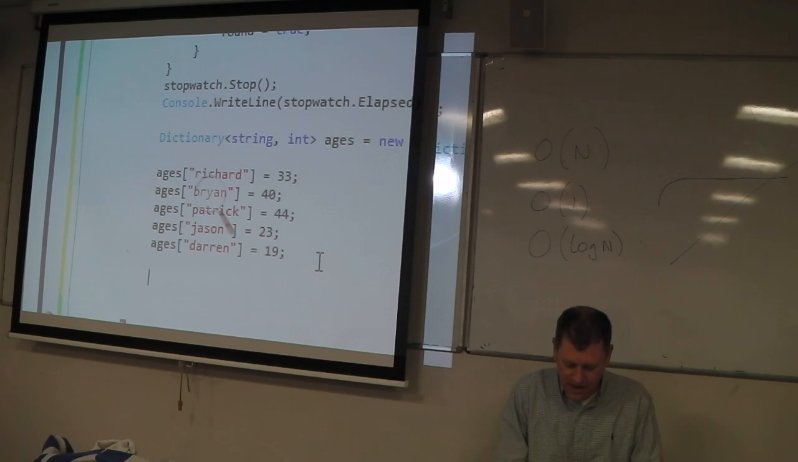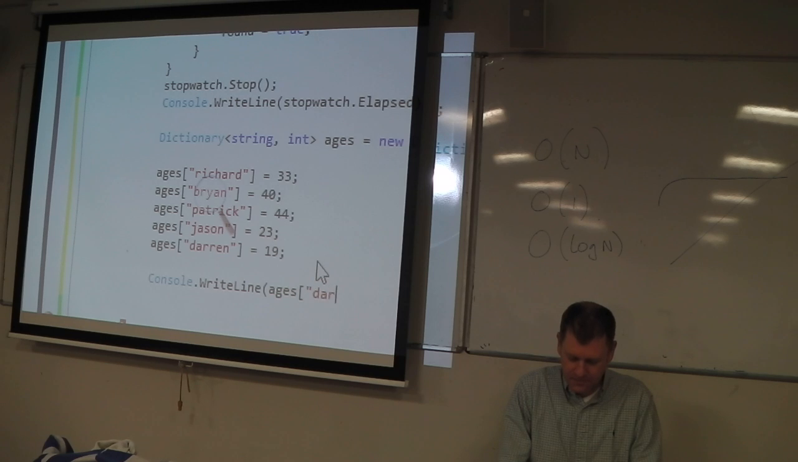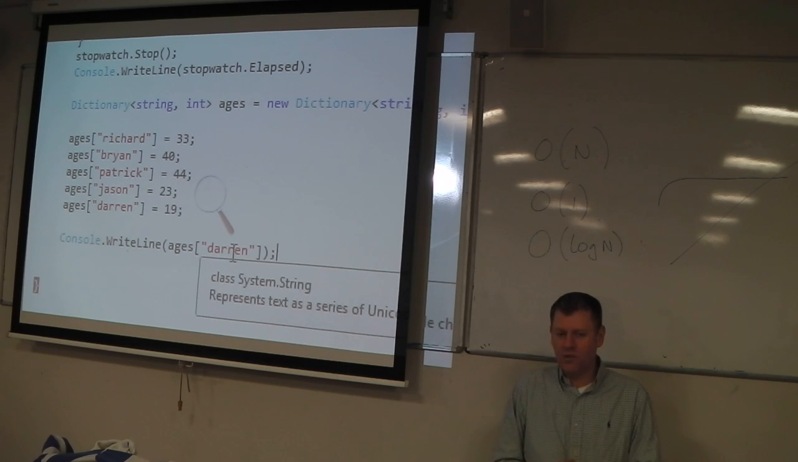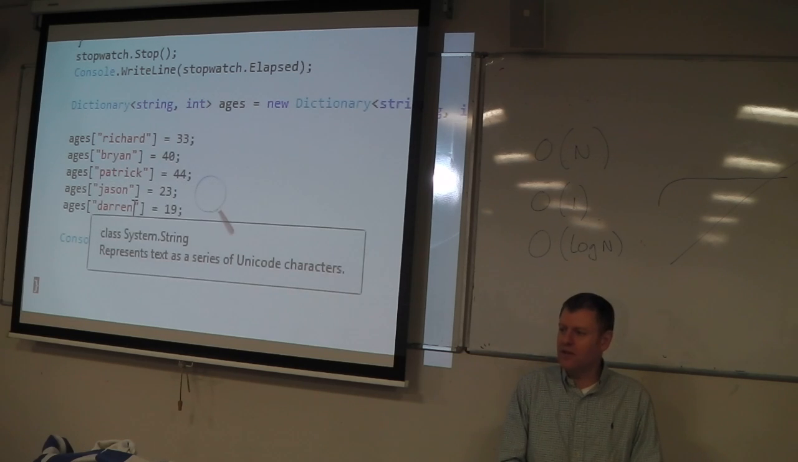And then, as you might imagine, you can get stuff out here. Console.WriteLine. I'm sorry for anyone I offended in the last bit of the lecture there. You can get stuff out by just going ages["Darren"], like this. So you access the elements as if it was array notation. The interesting thing here is when you go ages["Darren"], it's doing a hash table lookup. So while there might be 5 elements here, if there were 5 million elements, it would take only a tiny little bit longer to do the lookup.